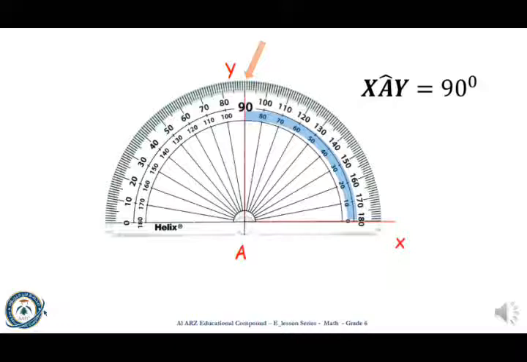And see where the other side hits the protractor. I chose this 0. It means that we are working on the inner scale of the protractor. You can count 1 by 1 or 10 by 10 and stop where the other side hits the protractor. Here it is at 90 degree. So we write XAY equal 90 degree.